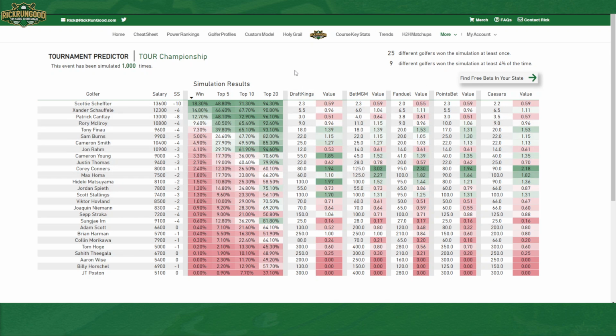But this is a nice little tool again to just be able to understand the context of a golf tournament where only one golfer is actually going to win it.